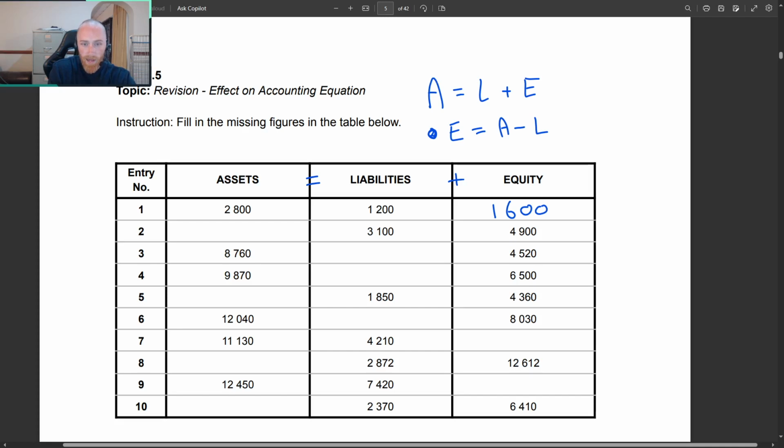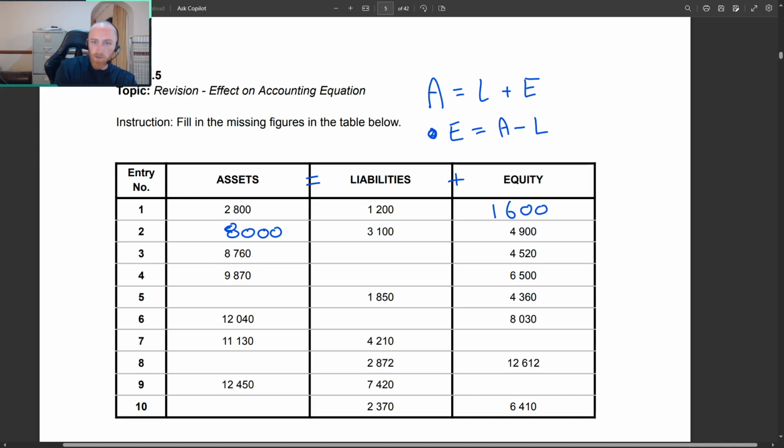Here we have the liabilities and the equity, but we don't have the assets. Assets equal liabilities plus equity. So 3,100 plus 4,900 is 8,000. The next one, we have the assets and the equity, but not the liabilities.